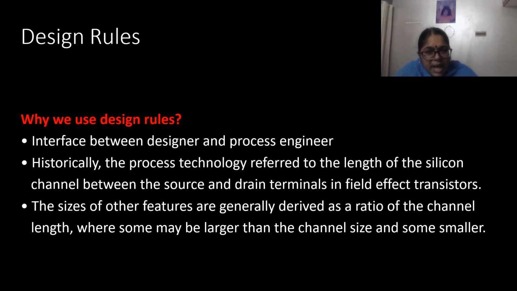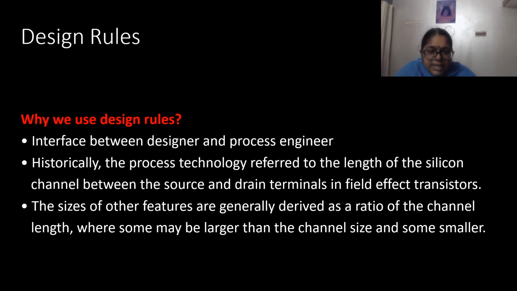Why are design rules used? As I have told you, they are the interface between the designer and the process engineer. The process technology refers to the length of the silicon channel between the source and the drain terminals in the FET. What does this mean? This means that, let us say I make use of 180 nanometer technology, then 180 nanometer is the length of the channel between the source and the drain. That is, the channel which has been formed between the source and the drain is of length 180 nanometer, or the distance between the source and the drain is 180 nanometer.